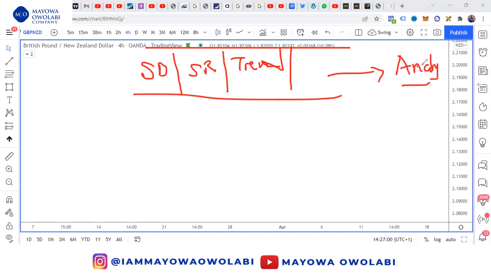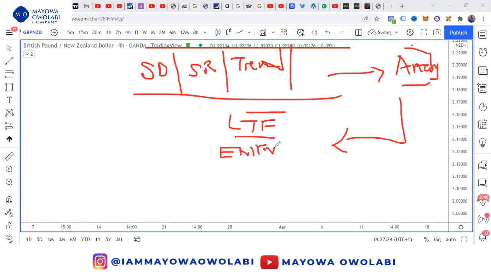Now, when you see any of your confirmation on the analysis chart, then you go next to your entry chart. Your entry chart is the lower time frame chart. And that is where you want to see several approaches, that's where you want to implement your several entry strategies.